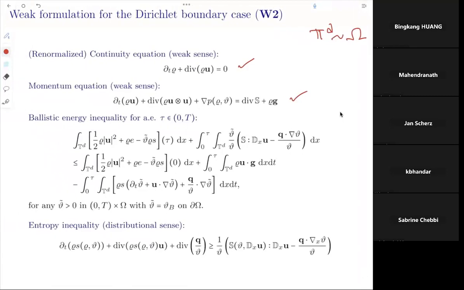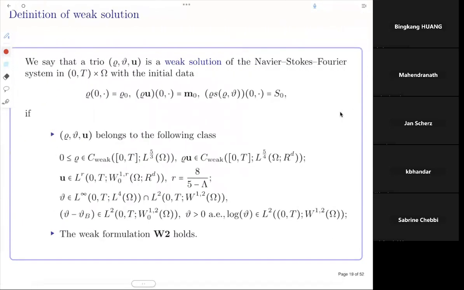Okay, so this gives us the definition of the weak solution of the problem. So what we say, we give the, sorry, I didn't mention it earlier, this capital S is rho times the small s, which is called the total entropy.